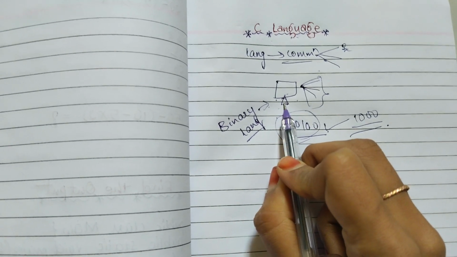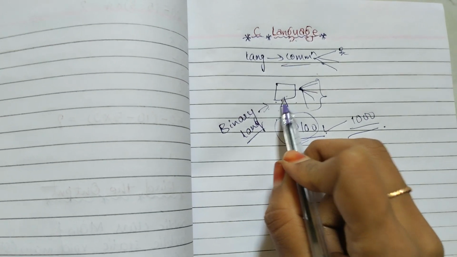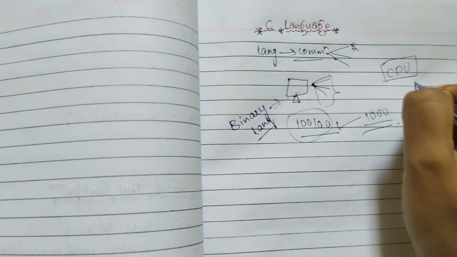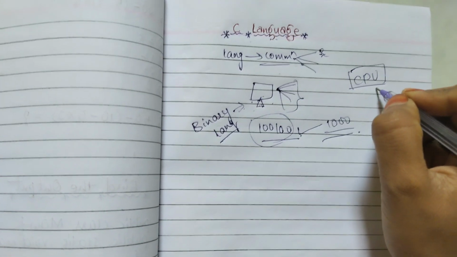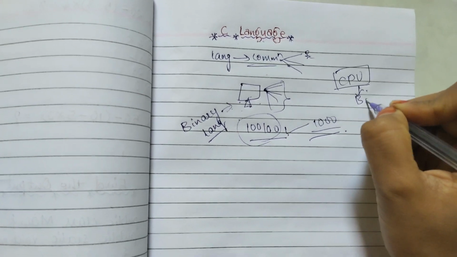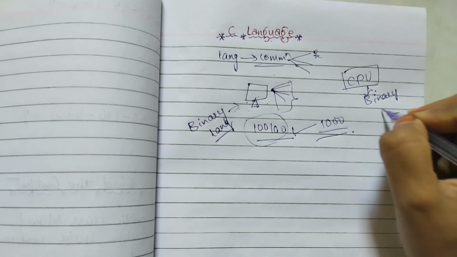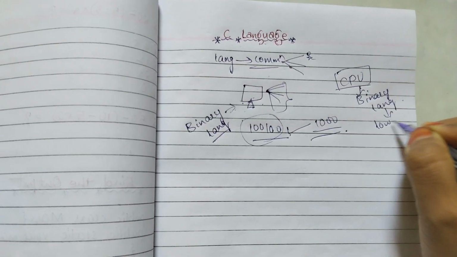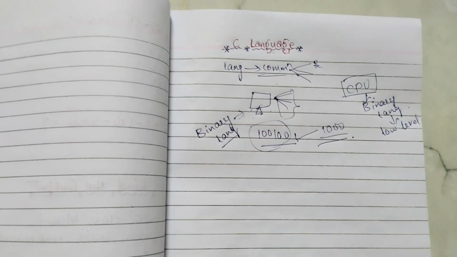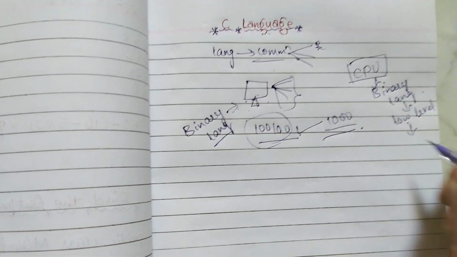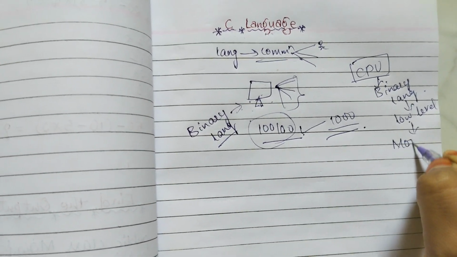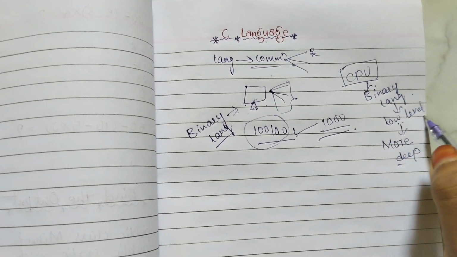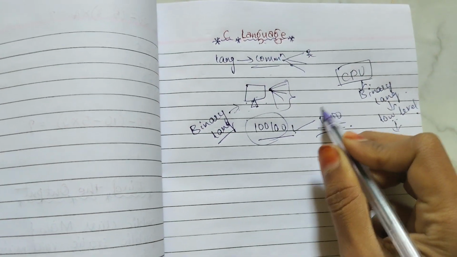How do we communicate with the system? Here, communicating with the system means the CPU. The CPU will process, right? It will understand only binary language, that is low level language. Why do we call it low level? Because it is more deep. Even humans cannot understand that language. It is more deep. That's why it is a low level language, which is written in binary format.